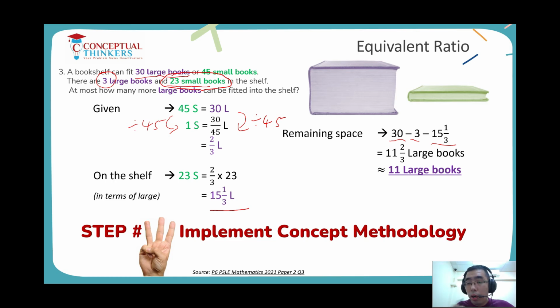So we have to round it down because this 2/3 large book space will be wasted. You cannot put in one large book inside. You cannot squeeze it in because you only have 2/3 large book space there. So that's why the answer here should be 11 large books.